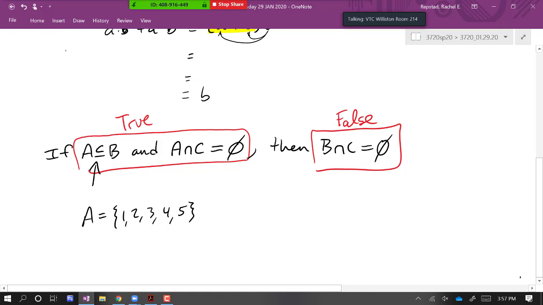Proving that something is false is usually a lot easier than proving something's true. To show that something's false, you just have to find an instance where it fails. To show that something's true, you have to show it's always true, and that's where we write these nice long proofs and stuff.